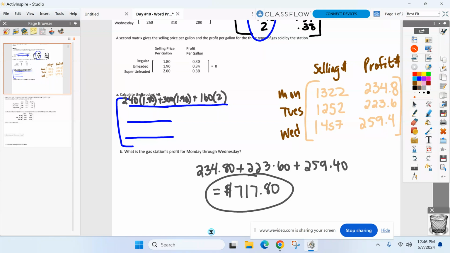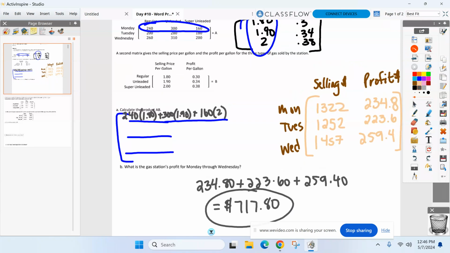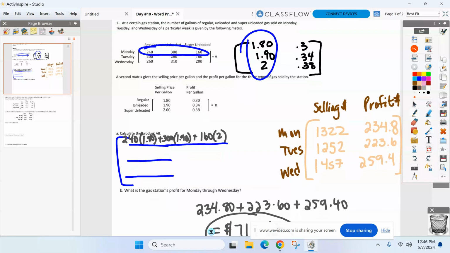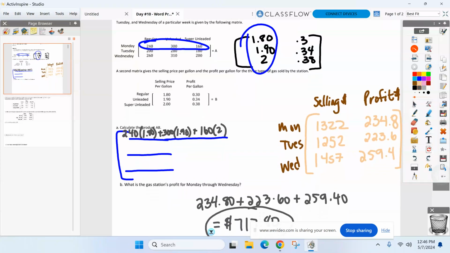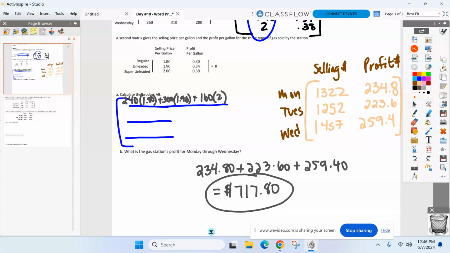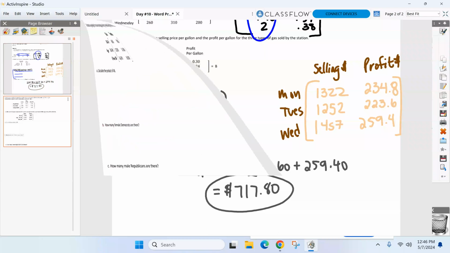Nice, organized fashion. Instead of trying to do this out, looking at both matrices and saying, what do I have to multiply together to see the profit? 240 times 0.3, 300 times 0.3, and do all of that. So we can just get a nice organized look here. Good? All right, I only have one more.